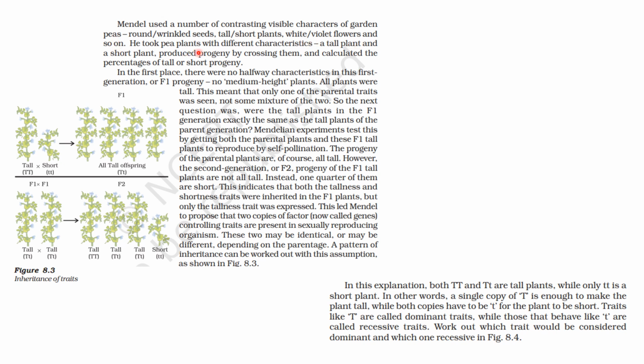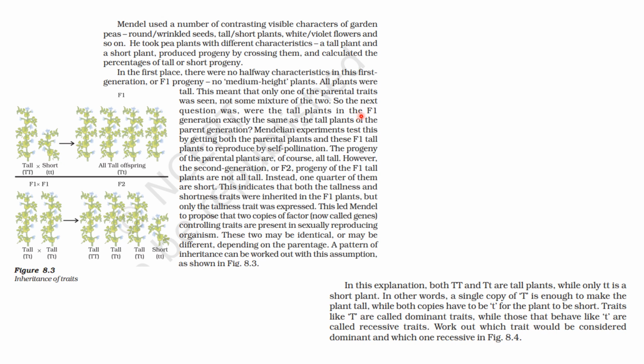ठीक है, he took pea plants with different characteristics, a tall plant and a short plant, produced progeny by crossing them and calculated the percentages of tall or short progeny. ये किया था उन्होंने. So in the first place, there were no halfway characteristics in this first generation or F1 progeny. No medium height plants were there. इसमें क्या हुआ, all tall plants were there. तो tall plants लिए, short plants लिए, crossing them he generated this progeny और सारे tall offsprings generate हुए. Okay, so this meant that only one of the parental traits was seen, not some mixture of the two. कोई mixture नहीं था.